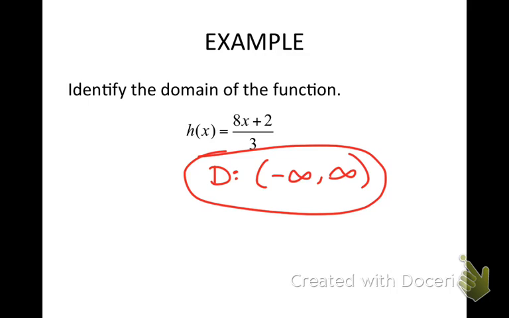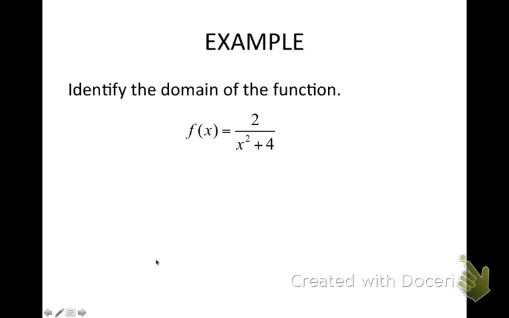Okay. And the last one for domain, here we do have an x in my denominator. So f of x is equal to 2 divided by (x squared plus 4). If I set that equal to 0, can I factor that? Is that a difference of squares? No, it's a sum of squares.